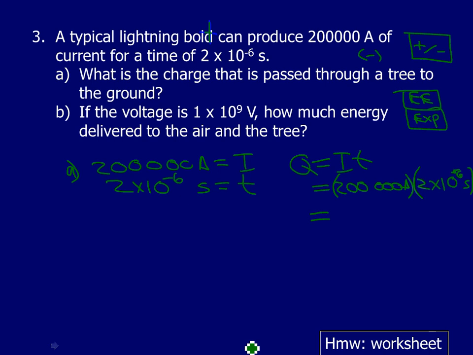Negative 6. Equals 0.4. That's the right number. Yep, that's the answer. This is a big number times a small number. What do we get? I think it's 0.4. You must have had an extra 0 on your 200. 0.4. Did you get 0.4? Nice.